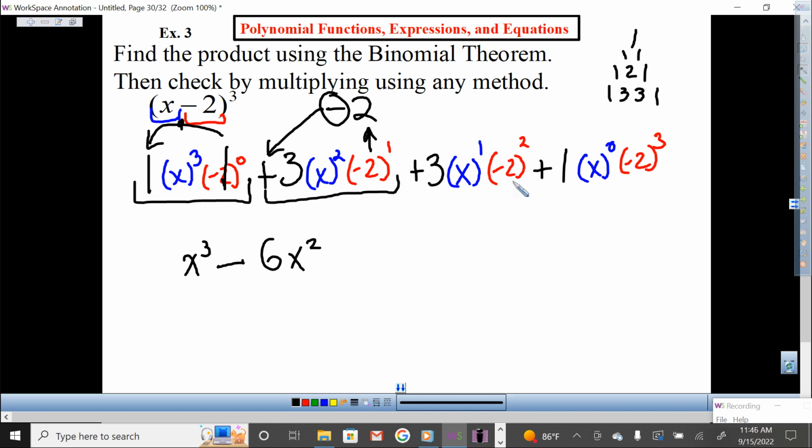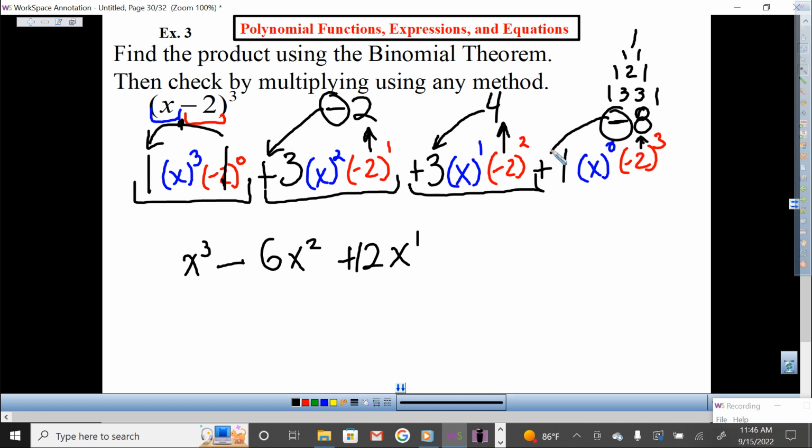What is negative 2 squared? Positive 4. So, since we don't have any negatives, we just multiply the numbers. What is 4 times 3? 12. Bring down x to the first. We're done with the third one. Go to the last one. What is negative 2 times negative 2 times negative 2, or negative 2 cubed? Negative 8. Now we have a negative, so negative times a positive is a negative. What is x to the 0? 1. So what is 1 times 1 times 8? 8, and we are done.